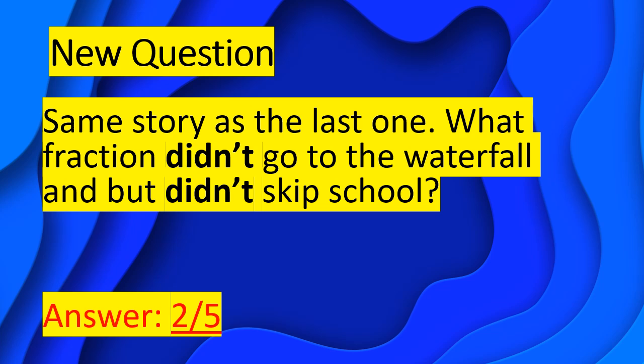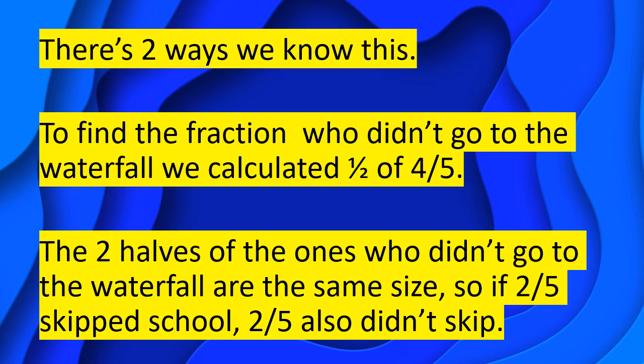How do we know that? There's two ways we know this. To find the fraction who didn't go to the waterfall, we calculated half of 4/5. The two halves of the ones who didn't go to the waterfall are the same size. So if 2/5 skipped school, 2/5 also didn't skip school. So that's one way.